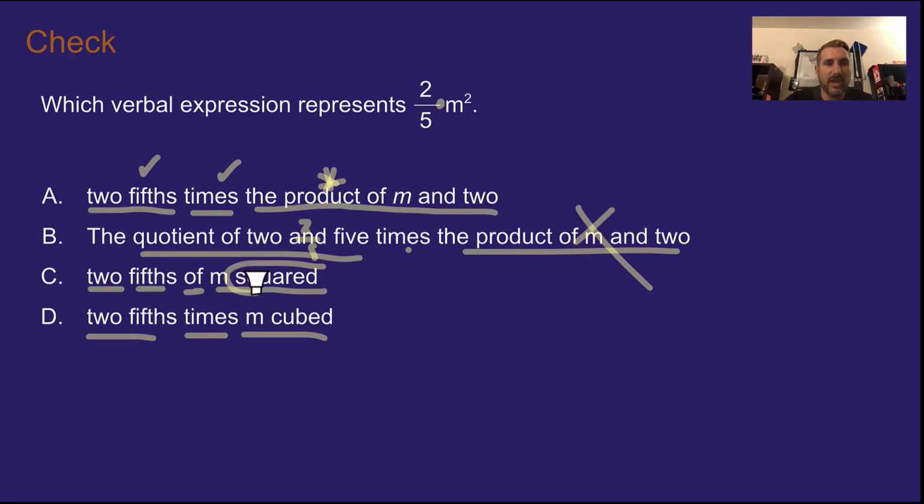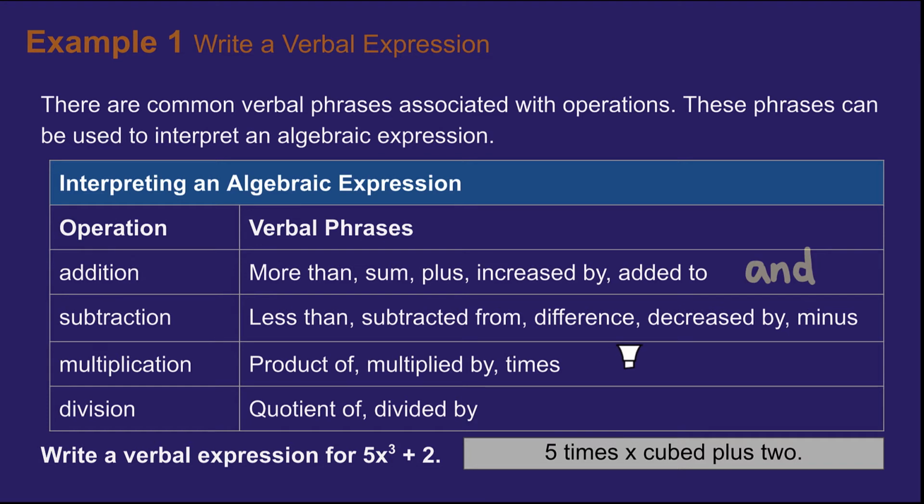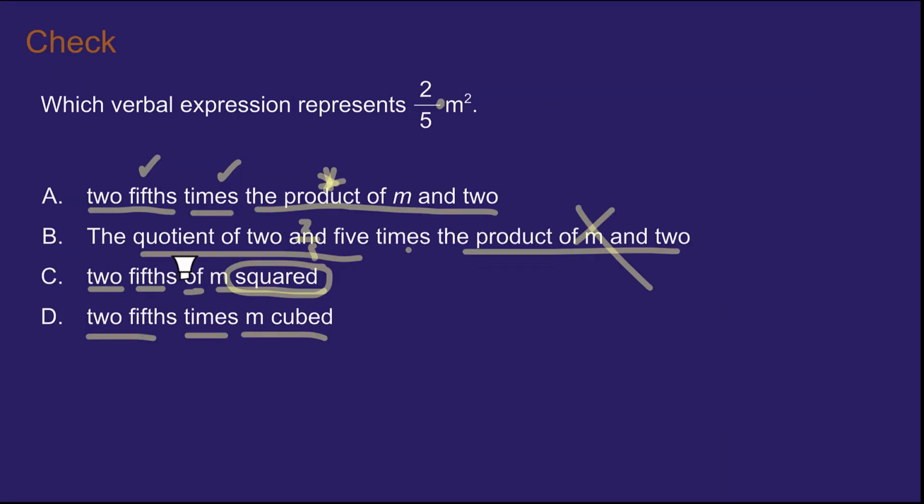2/5 of m squared, or 2/5 times m cubed. Well, here we have our m squared. If you see the word of, it wasn't listed as one of our things, so we should go back and put it. If we see the word of by itself, it's probably going to mean multiplication. So 2/5 of m squared, we have our 2/5 times m squared. C is our correct answer.